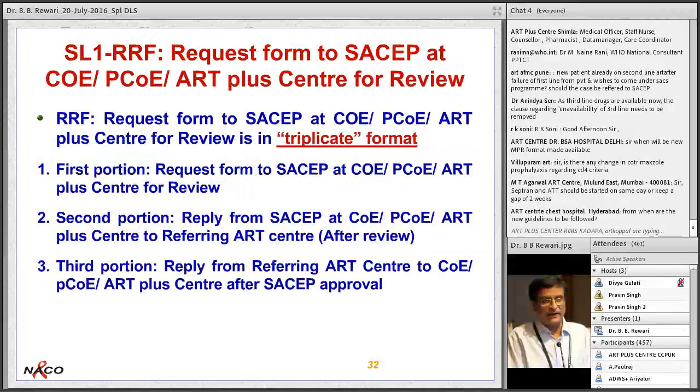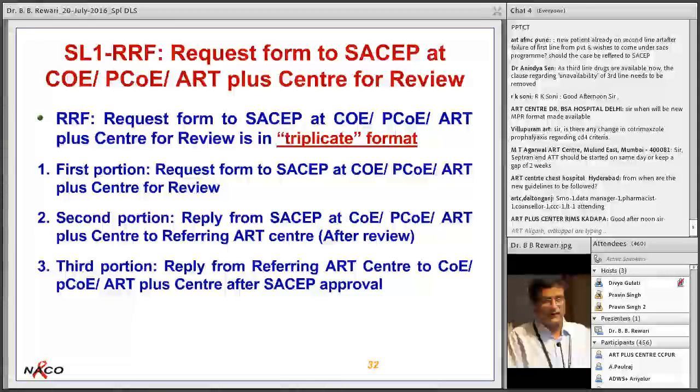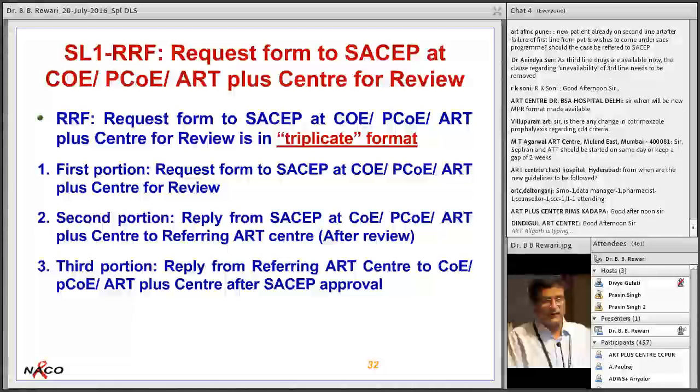It is a triplicate form which has 3 portions. How many were there initially? 2 portions. Now what are the 3 portions? First is a request to SACEP at the COE or ART plus center for review of a patient, which is sent electronically and then sent with the patient. The second portion is the reply from SACEP to the referring center.